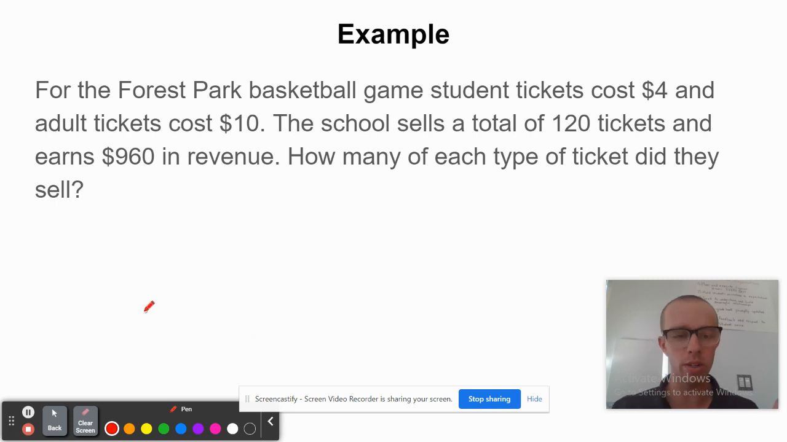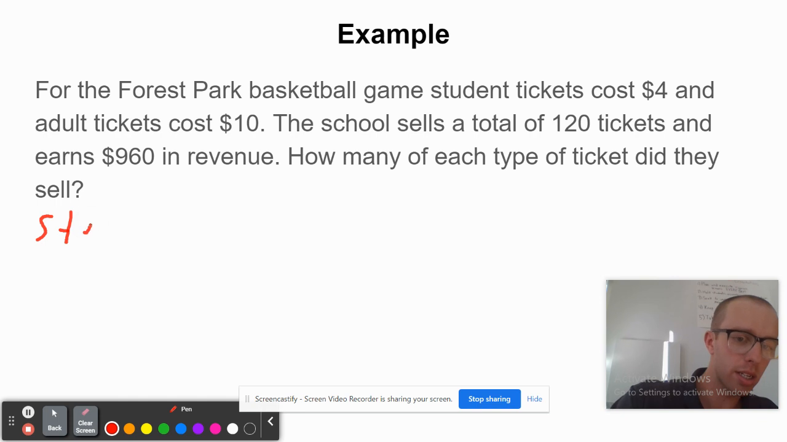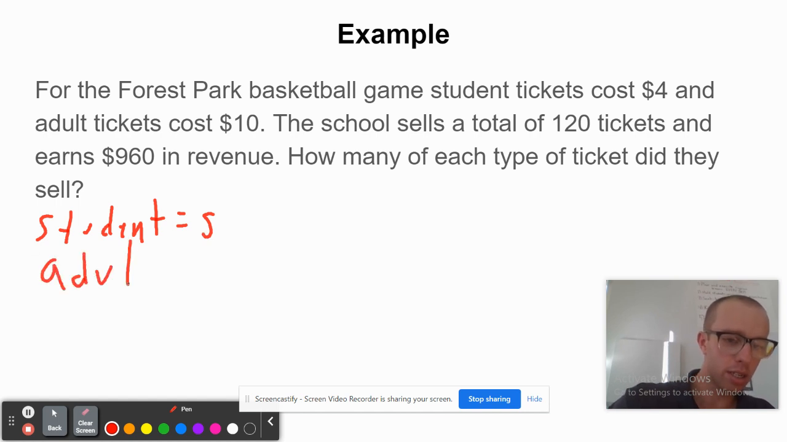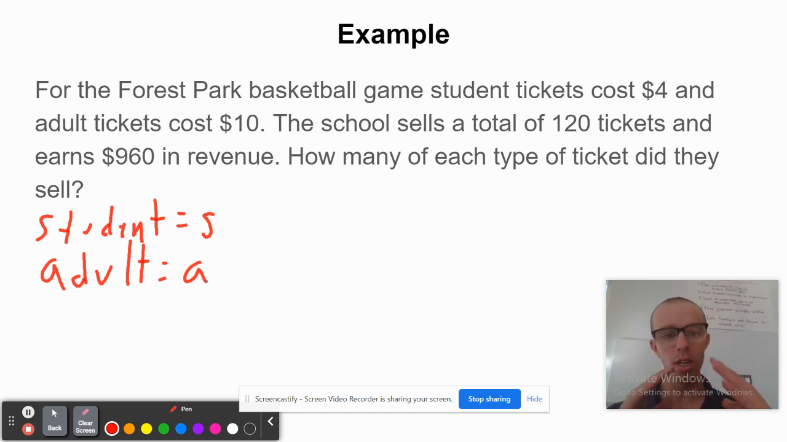All right. So our unknowns are usually what they're asking us to find out. So I can say that student tickets, sorry, it's hard to write on here, is S, and adult tickets are A. So I'm going to use variables to represent unknown quantities, right? Variables just represent unknown numbers. So now I need to create two equations. Since I have two variables, I need to create two equations.